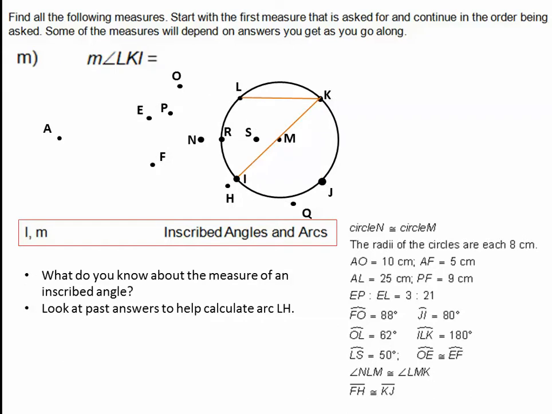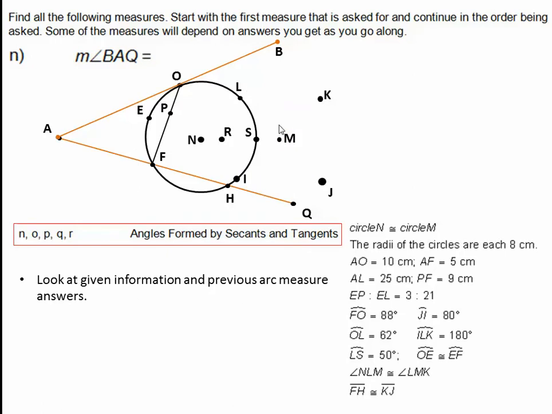For part M, it's the angle LKI. Now if you look for L and M, you go back to inscribed angles and arcs. What do you know about the measure of an inscribed angle? And look at past answers to help calculate arc LH. So not only are you using your given information, you're going to use information that you calculated in previous answers to help you figure out the measure of LKI.